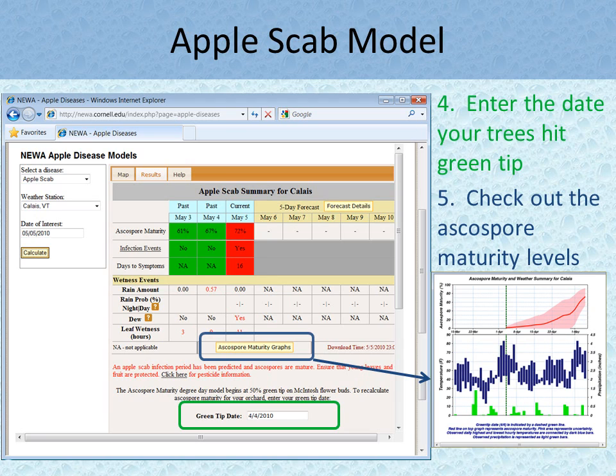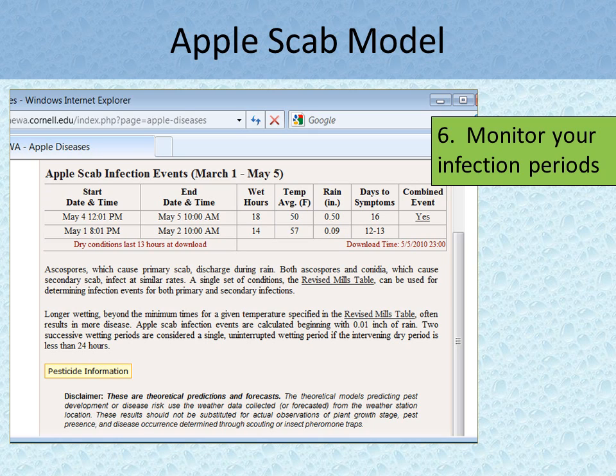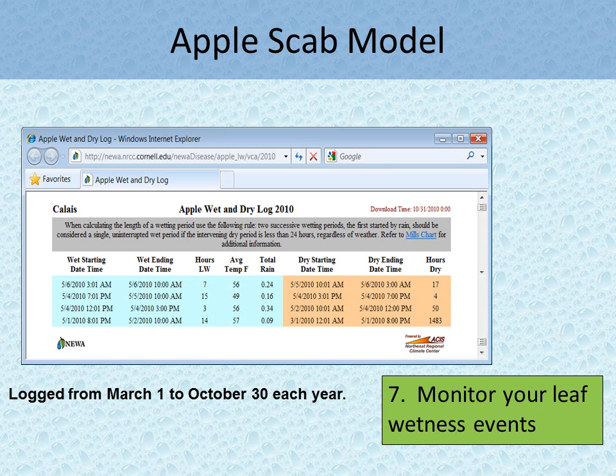In the apple scab model, you can see the ascospore maturity levels by first entering your green tip date and clicking on the ascospore maturity graph. This page will also tell you if an infection period is predicted for your site. This model will also show exactly when scab infection periods have occurred. There is also a resource about the pesticide options available. You can also monitor your leaf wetness events, which are logged from March 1st through October 30th each year.